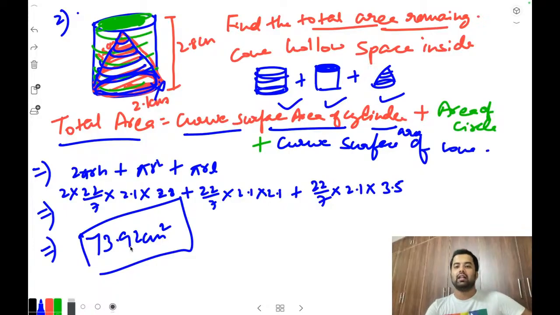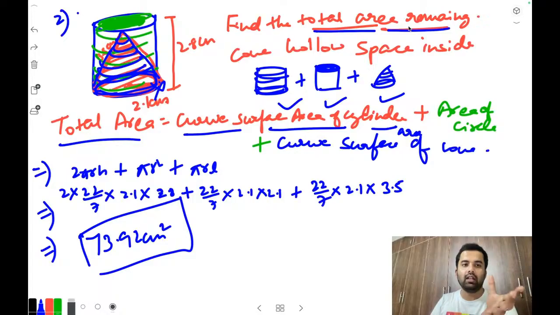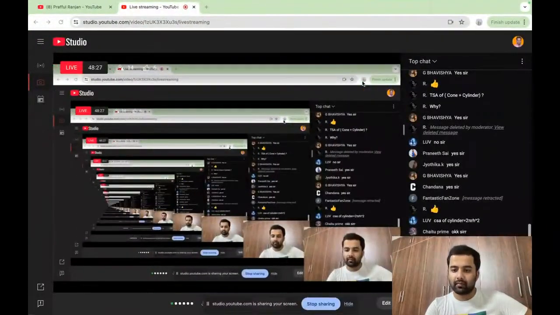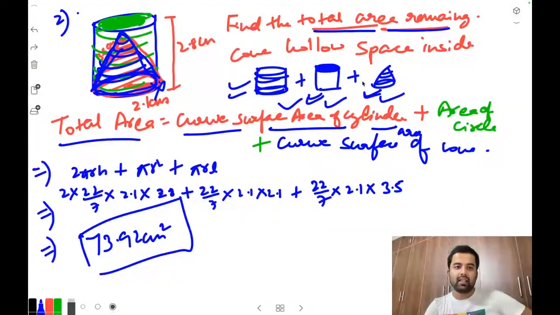Did you understand? The question asked about the total area remaining. So try to imagine that diagram in your mind. You have one cylinder shape, and from one side, one cone shape is deleted. So first we will figure out this side part, plus the up part, and then the curved surface area of cone. Actually, this chapter includes the practical also, so that is why CSA of cone.